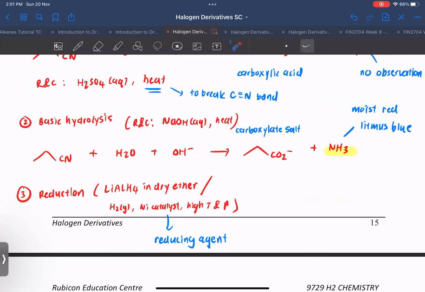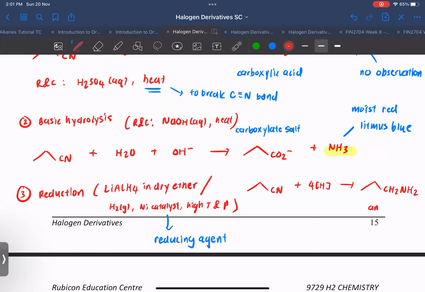You don't even need to know what is dry. You don't need to know what an ether is. But you do need to know this. Lithium aluminum hydride is a reducing agent. What's going to happen here is this. I'm going to take a nitrile. N is going to turn into... I'm just going to add four H's here. You will turn into this thing. This is an amine. Another functional group you will see shortly.